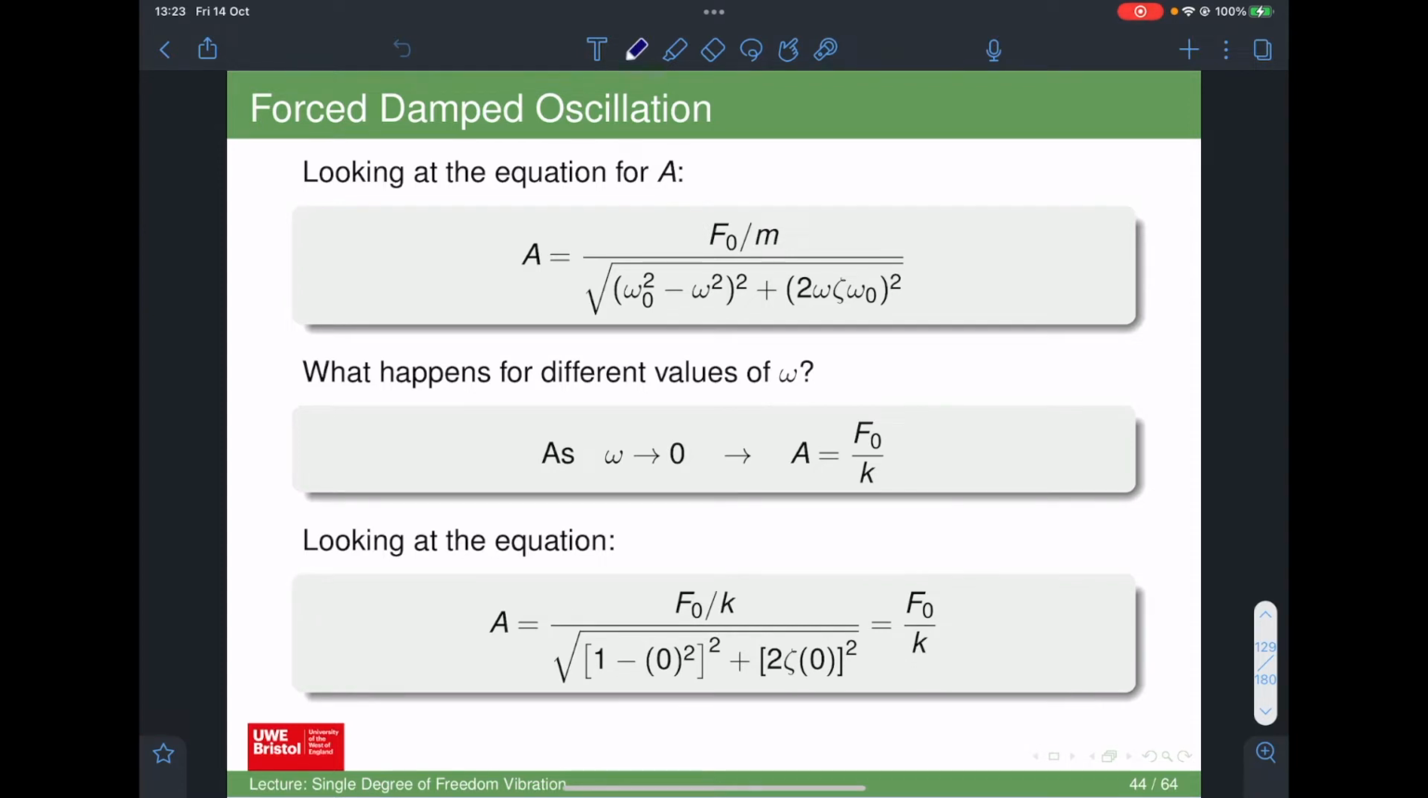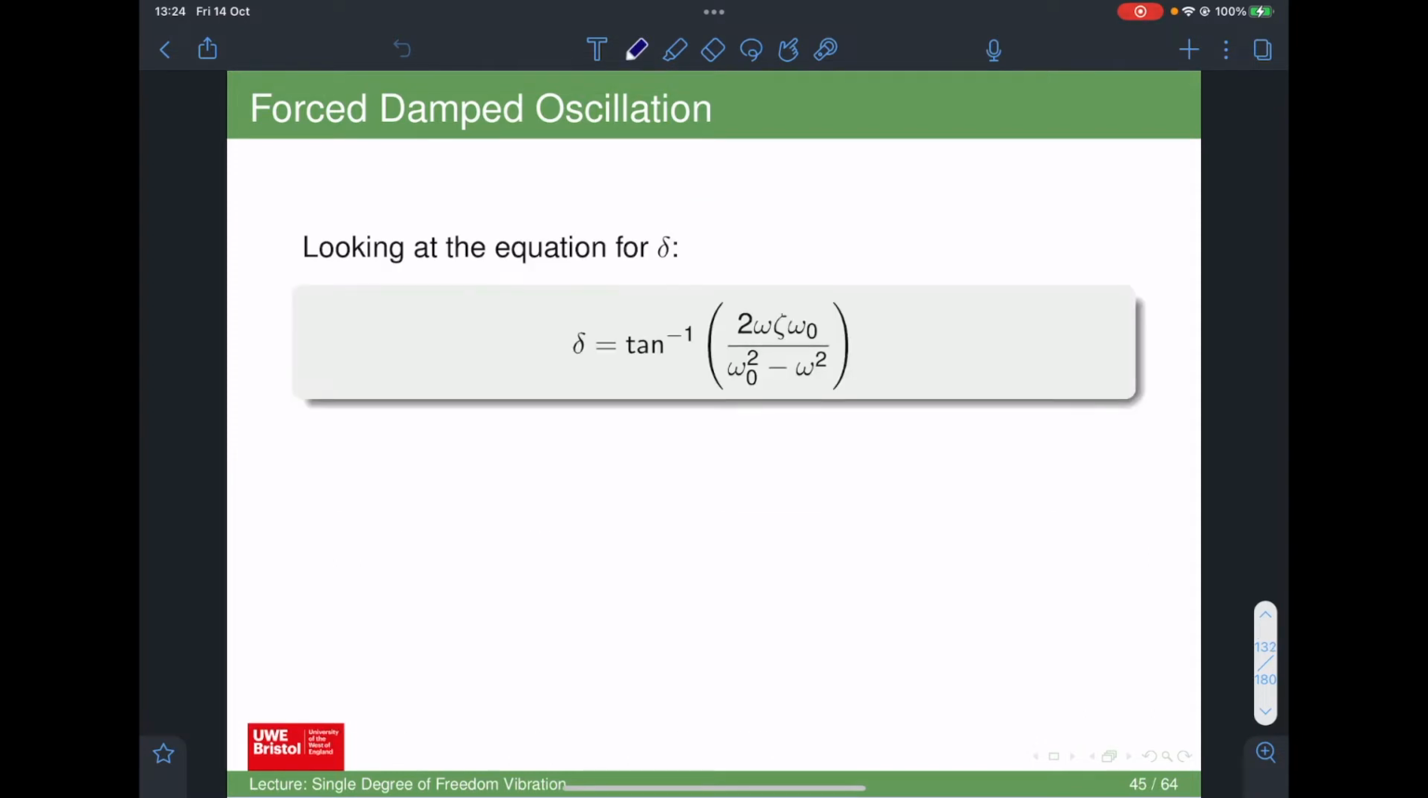So like I said, if you stick in 0 for omega, the equation is slightly different because of the way we've got it. That's the alternative form of the equation, which we'll cover in a second. F naught upon k is static displacement. Likewise for delta, if this term is 0, that numerator is 0, the inverse tangent of 0, we know it's 0. So the delta will also be 0.